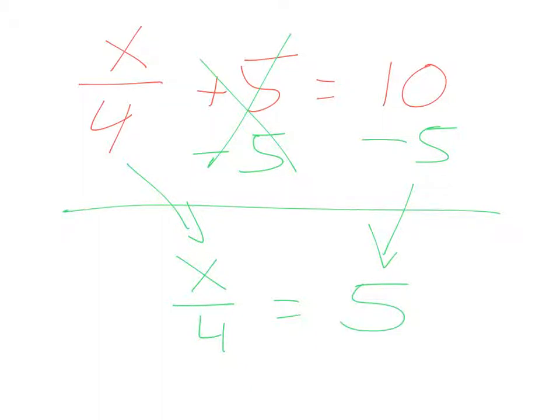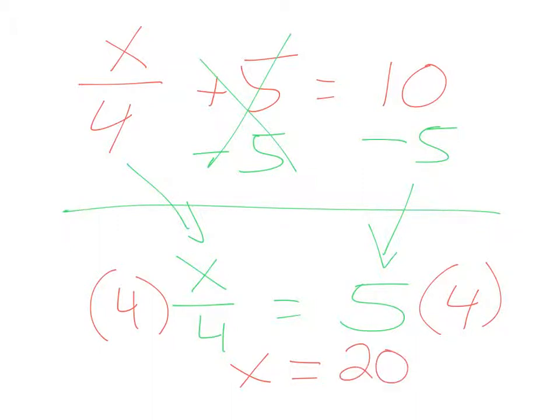And then because I need to now get rid of that 4, and it's being divided, I have to multiply that on both sides. So on this side, I'm left with x. On this side, I'm left with 20. So if I were to plug that into my original problem, if I said x is equal to 20, I could plug that in and see, yep, 20 divided by 4 is 5, plus 5 does give me 10. So we did that correctly. So that's how you solve for a missing component in pre-algebra.